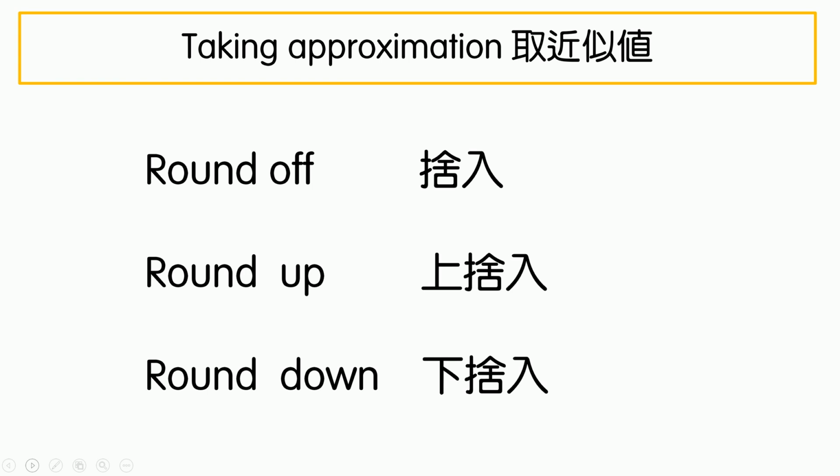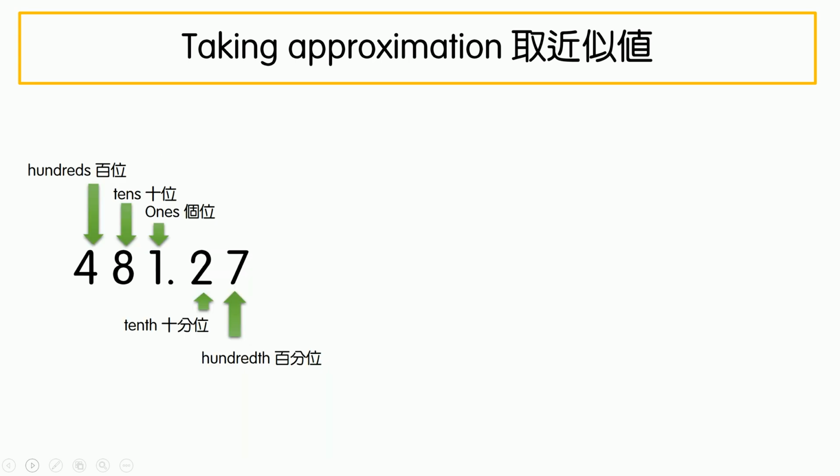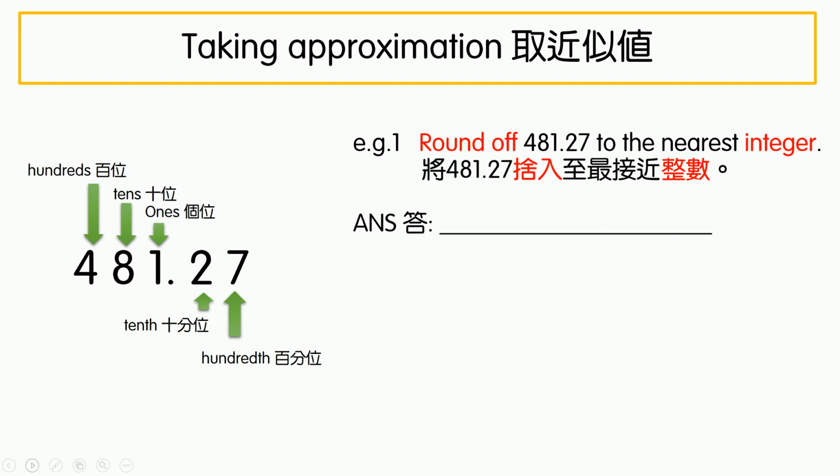And actually, the first one, round off, we have learned it in primary school. Let's do some examples to familiarize it. For example, this number, the question asks us to round off this one to the nearest integer, which means we don't want to keep any decimal place. So referring to this number, the integer place, which is ones, and the number behind it is 2, which is a very small number. That's why we won't increase it by 1. We will ignore it.